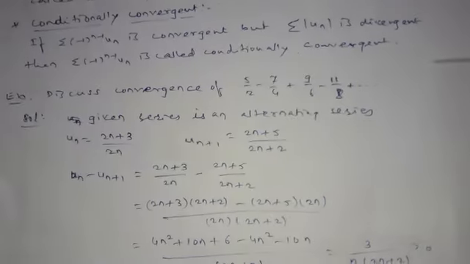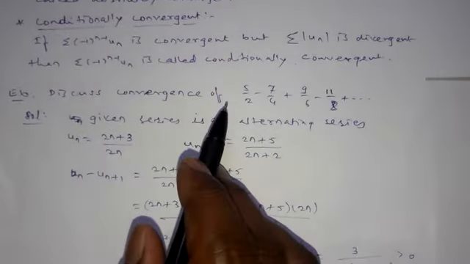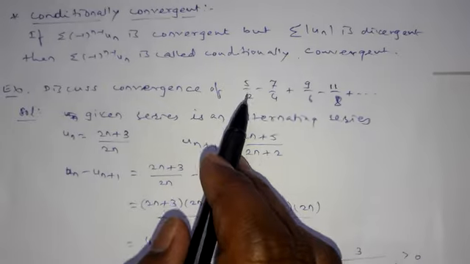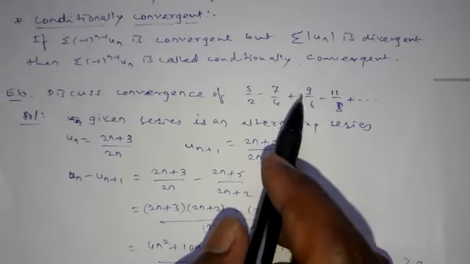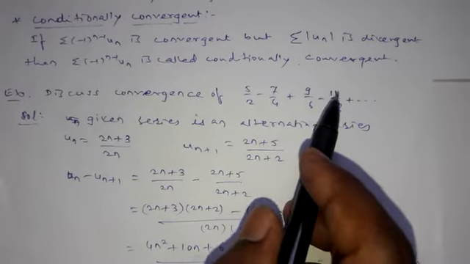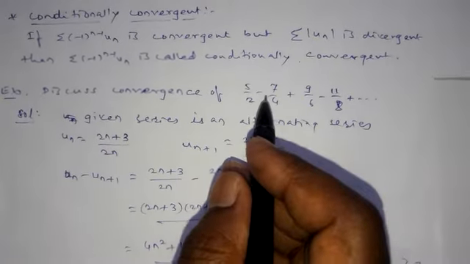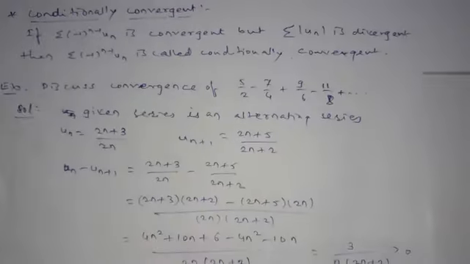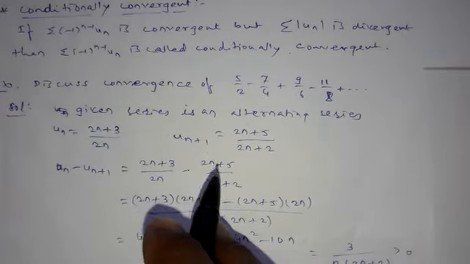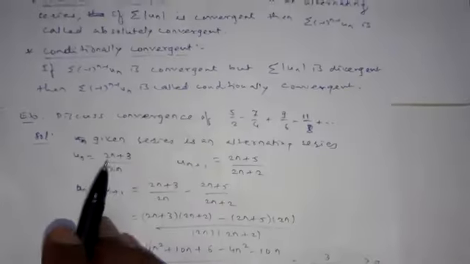Okay, let us take one example on this test. Discuss the convergence of the series 5/2 minus 7/4 plus 9/6 minus 11/8 plus and so on. We can see plus and minus here, so the given series is an alternating series. So we can write un here.